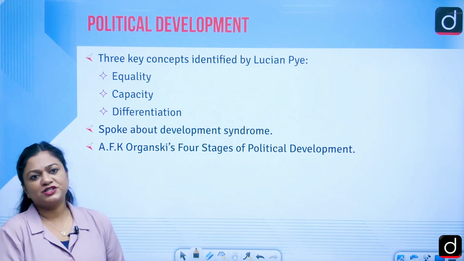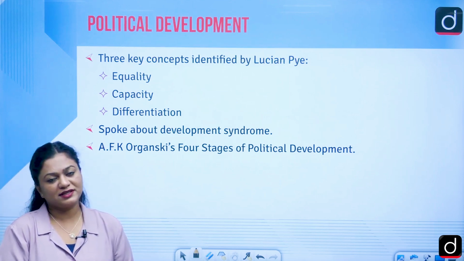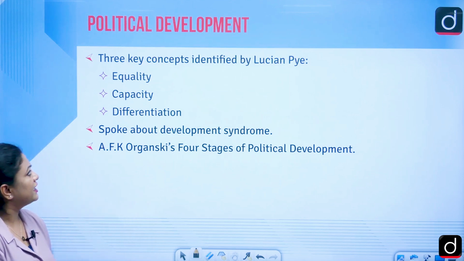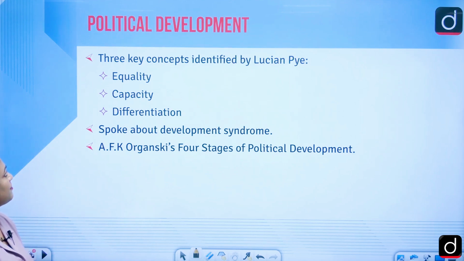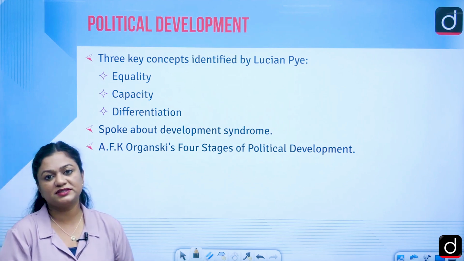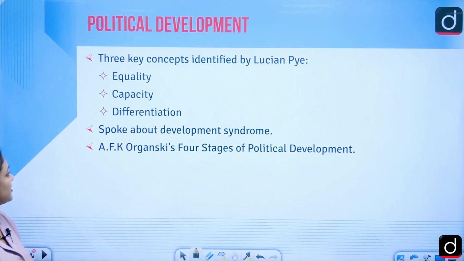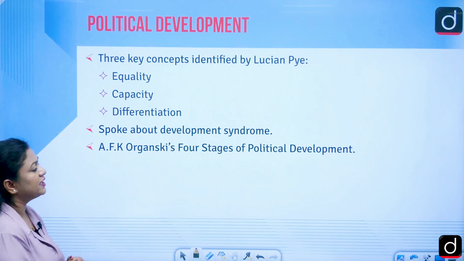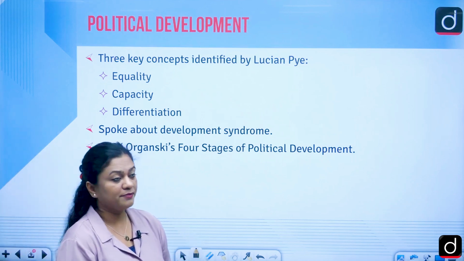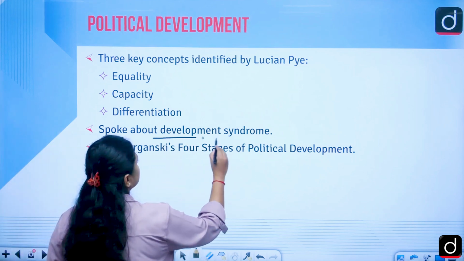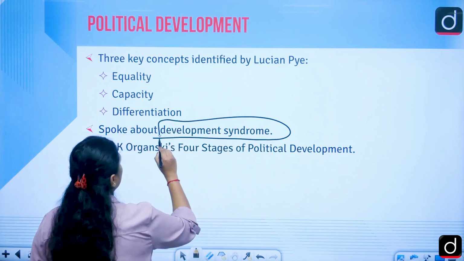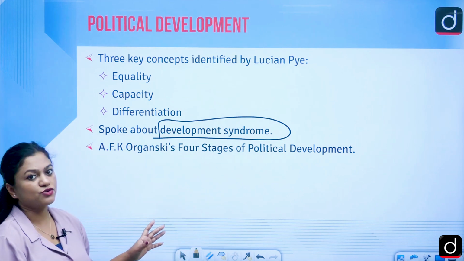Apart from Lipset, we have another important thinker, that is Lucian Pye. He gave the idea of political development by identifying three concepts. One is equality, second is capacity, and third is differentiation. He spoke about the development syndrome. It is a very important one. It was asked in the UGC NET examination who talked about the development syndrome.